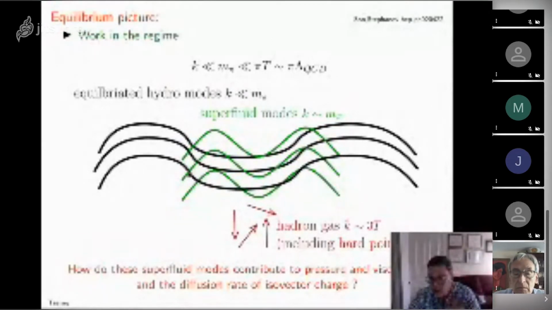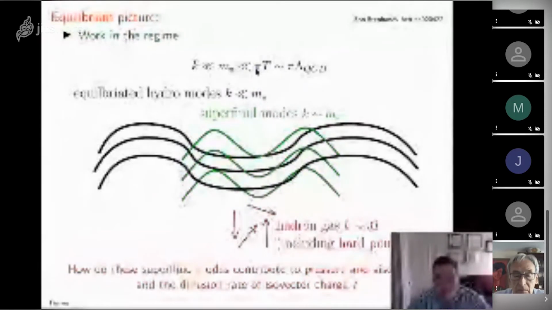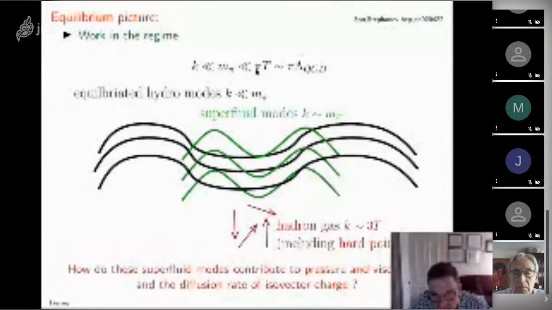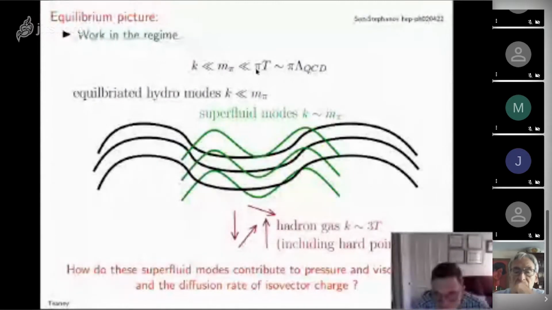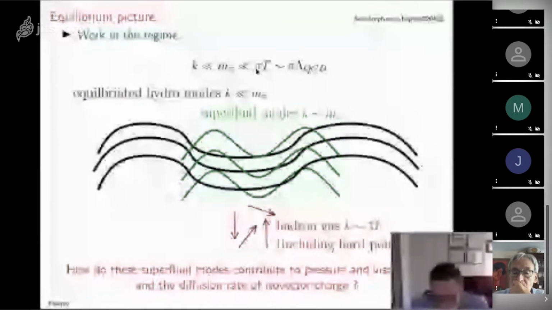Now let's talk about how good this approximation is. m pi is of the same order of magnitude as the temperature, so how good is this sequence of inequalities? Actually, I think it's quite good. If you look at real heavy ion collisions, the typical momentum of a pion, or a hard particle, is 500, 600 MeV now at the LHC.